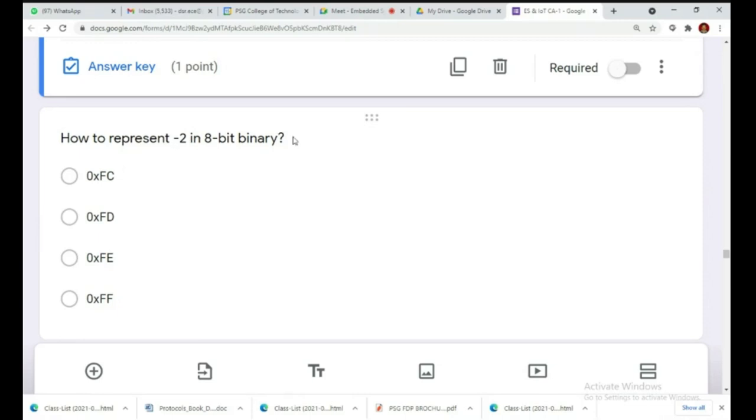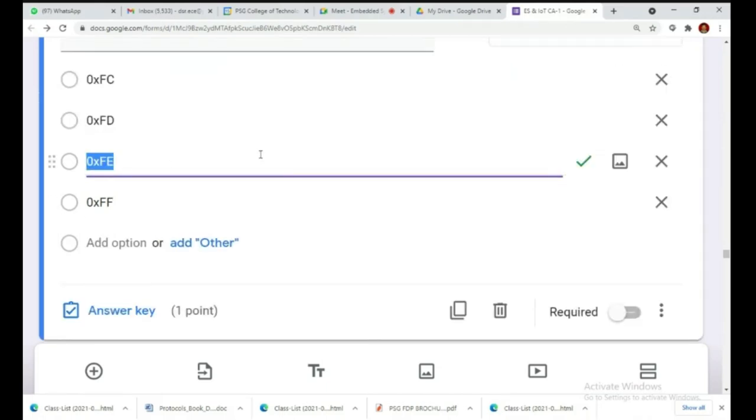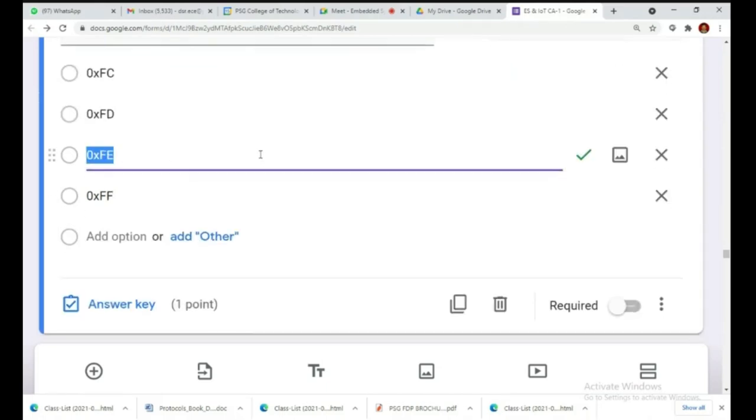How to represent minus 2 in 8-bit binary? Minus 2 is FE, because FF is minus 1. All 1s are minus 1, as we all know very well. So FE is minus 2. Representing minus 2 in 8-bit binary, FE is the right answer.